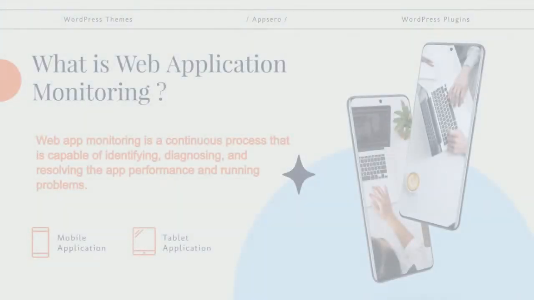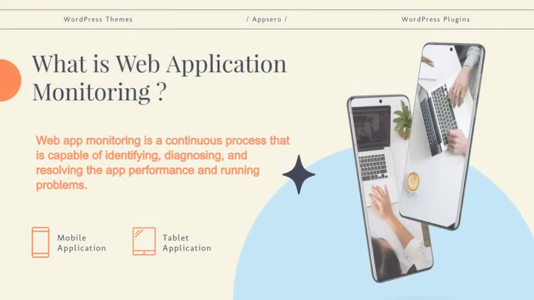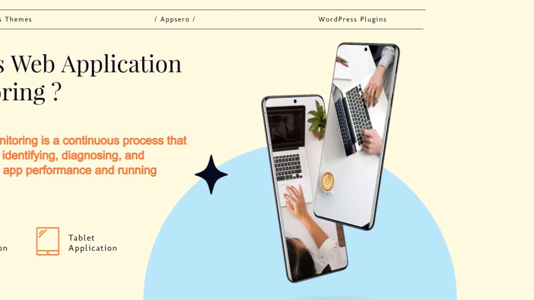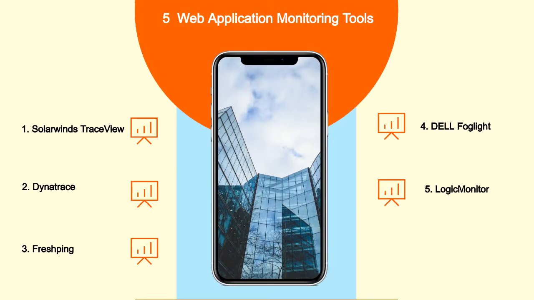So let's start with the definition. Web app monitoring is a continuous process that is capable of identifying, diagnosing, and resolving the app performance and running problems. It can recognize errors and bugs before the program is available to the user. So let's start with our top 5 web application monitoring tools.